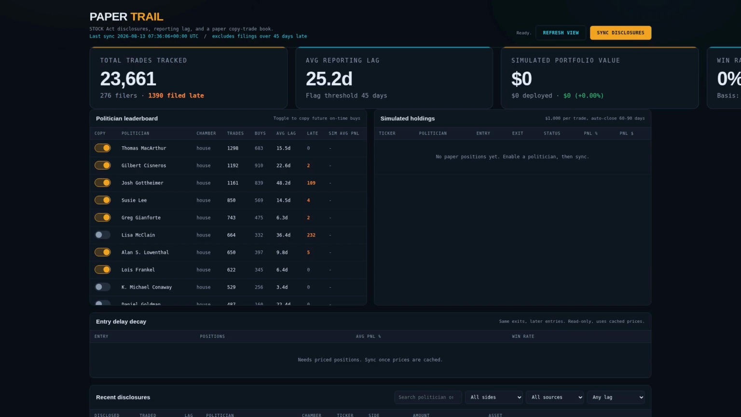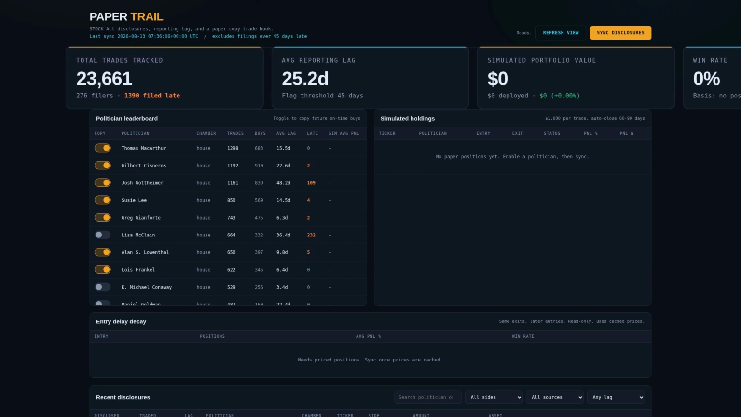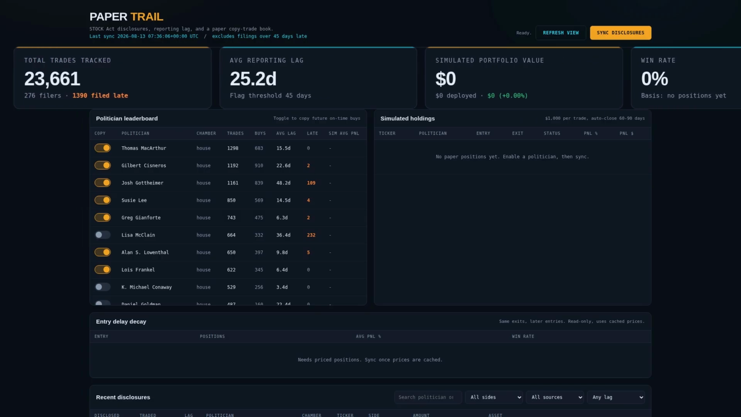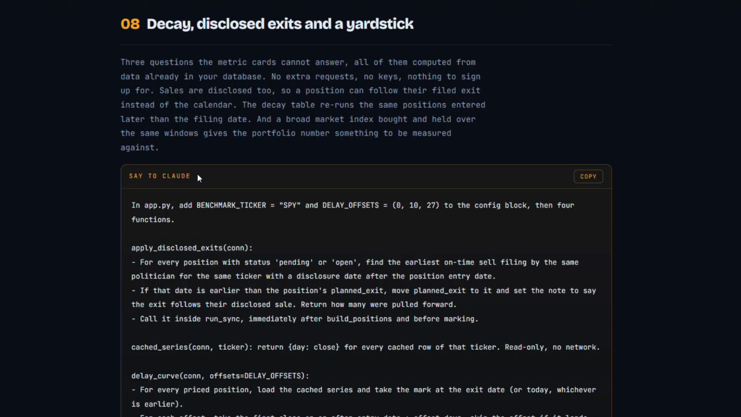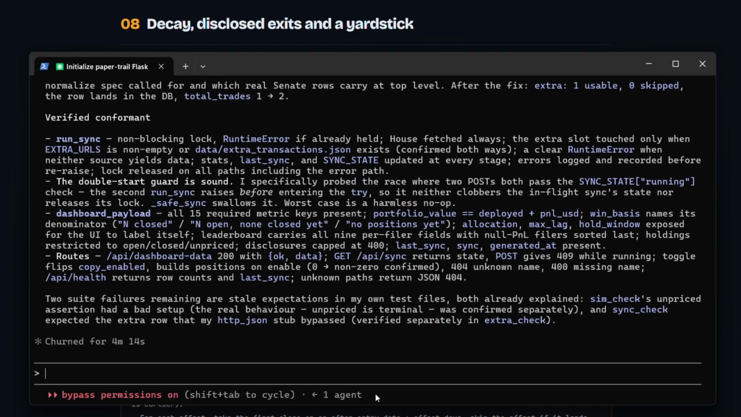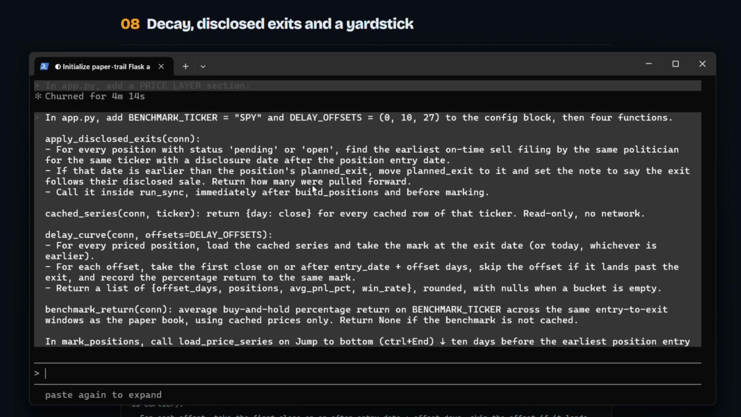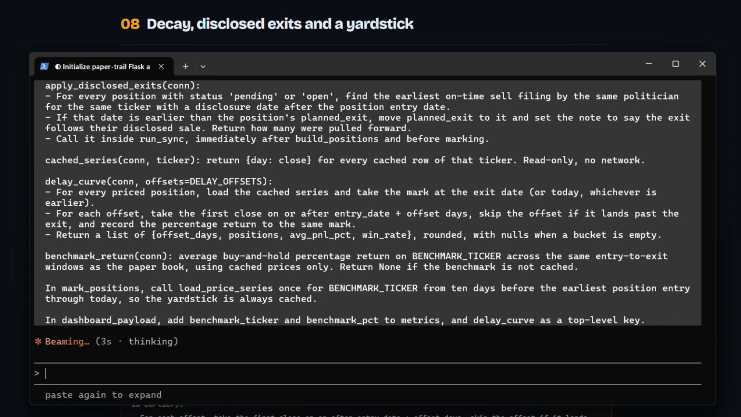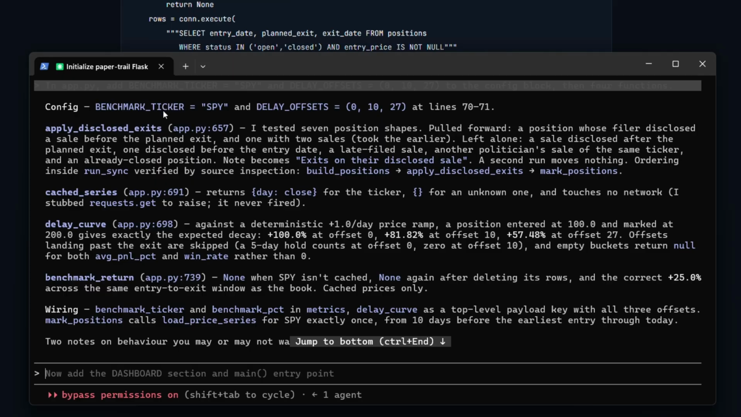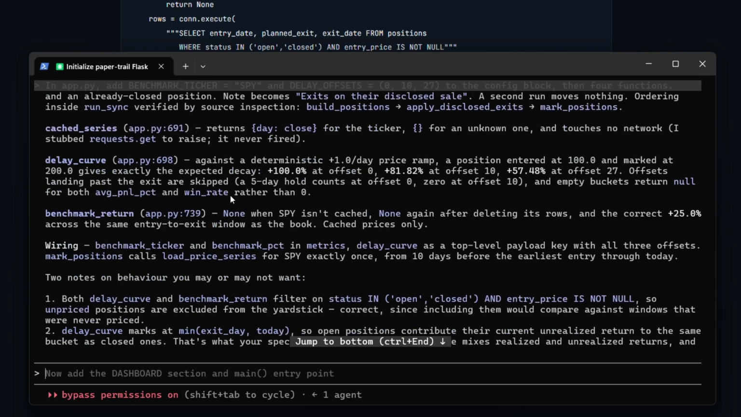Eighth prompt adds the 3 questions the metric cards cannot answer, and every one of them runs off data already sitting in your database. No extra requests, no keys, nothing to sign up for. First, sales are disclosed too. If a filer files a sale of the same ticker before our scheduled exit lands, the position closes on their filing instead of on the calendar. You are no longer guessing the exit. You are following the one they told you about.